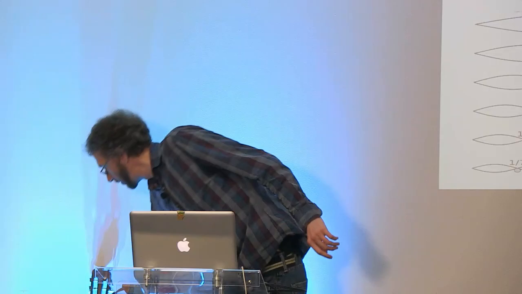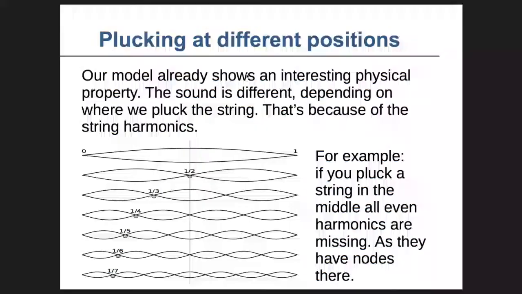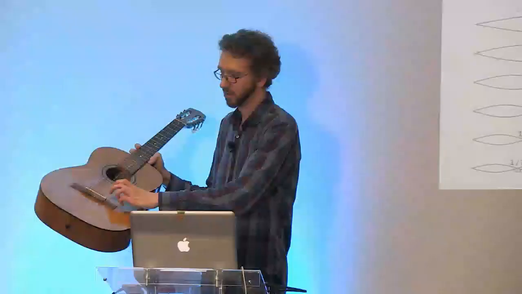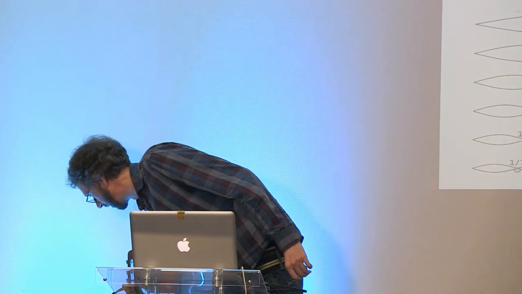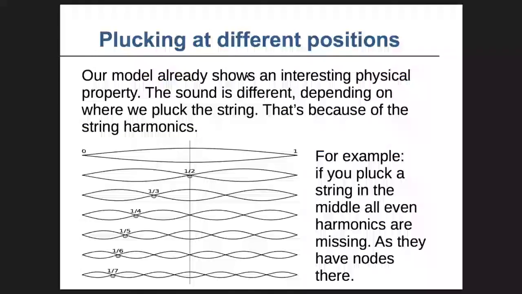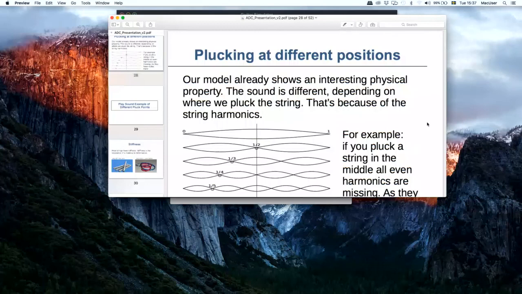Because there's one physical effect which I didn't really show, but which also is interesting, I think. If you pluck a real guitar, it sounds different depending on where you pluck it. If you pluck it very close to the bridge, then the sound is very crispy. And if you pluck it closer to the sound hole, it's going to be more mellow. And that's also something which our physical model can do.